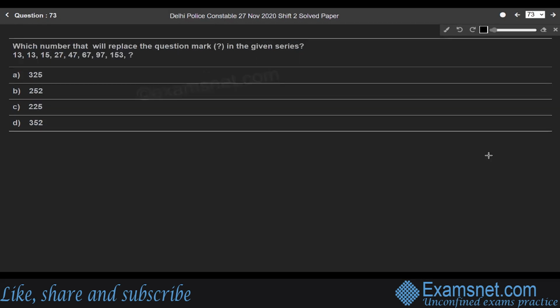Question 73. Which number will replace the question mark in the given series?